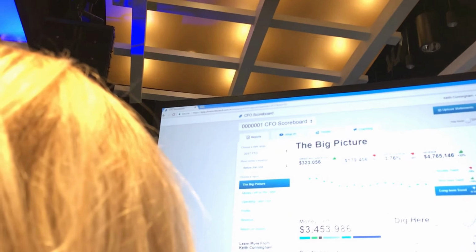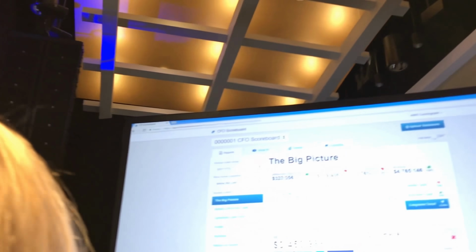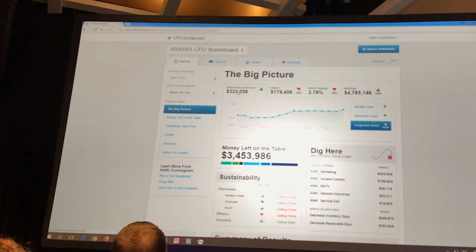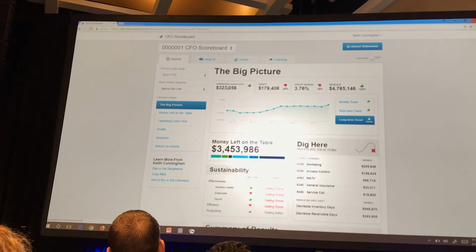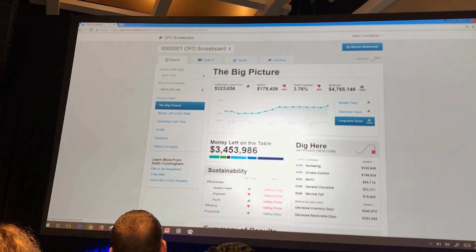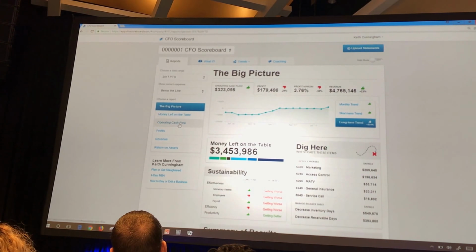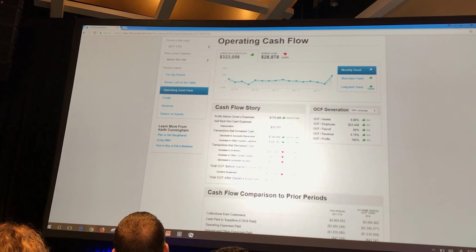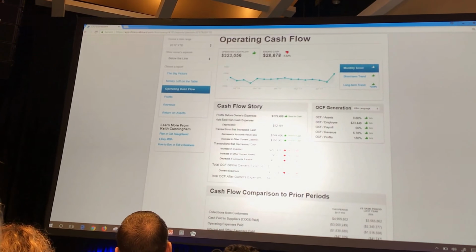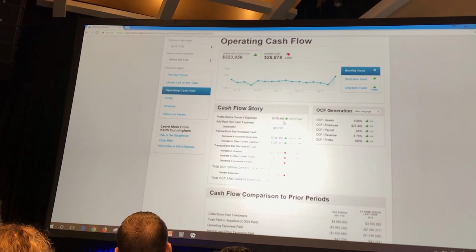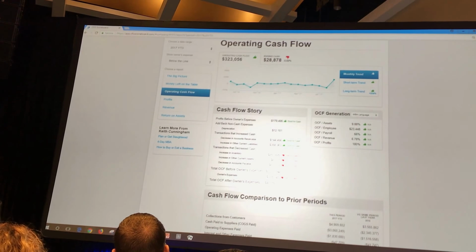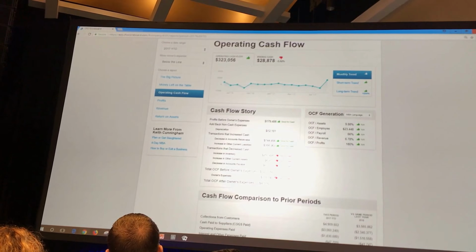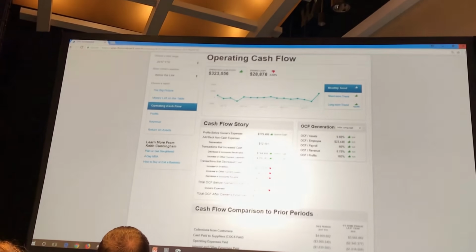And then I look at cash and I say, where did this number come from right here? This 323,000. I had theoretical profits of 179, but my operating cash flow was 323. That's really, really good. How did that happen? I could go right over here on the left-hand side and click on operating cash flow, and here's the whole cash flow story of how you got from 179,000 of profits to 323,000 of operating cash flow. This is all the stuff that moved around.